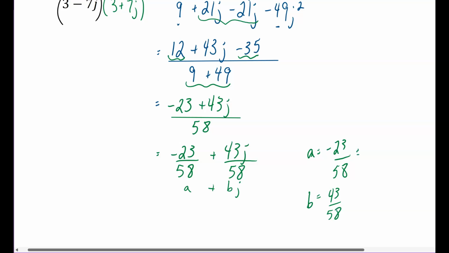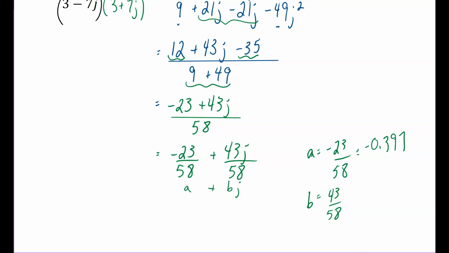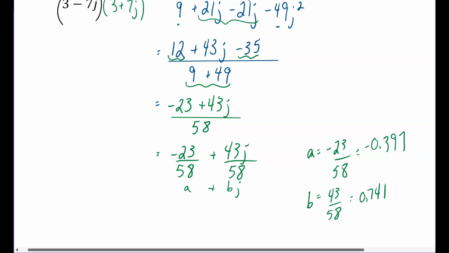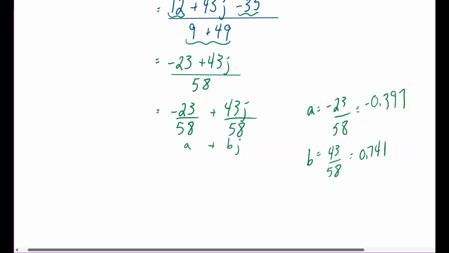Sometimes we just change those to decimals. Minus 23 divided by 58 gets me minus 0.397, going to three decimal places. And 43 divided by 58 is going to be 0.741. So this could be rewritten as minus 0.397 plus 0.741j.